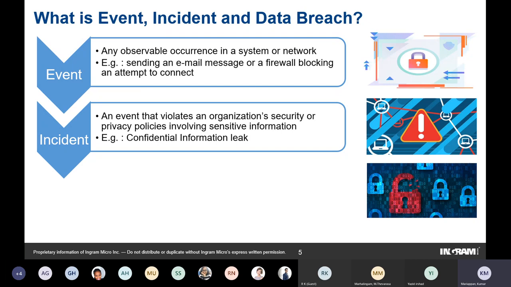So for instance, it can be something related to data which does not constitute a data breach, but it can affect the organization as a whole.